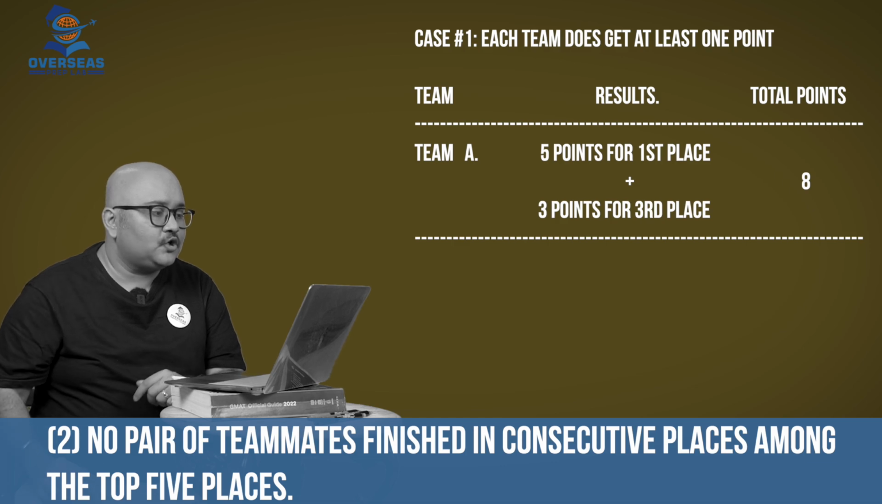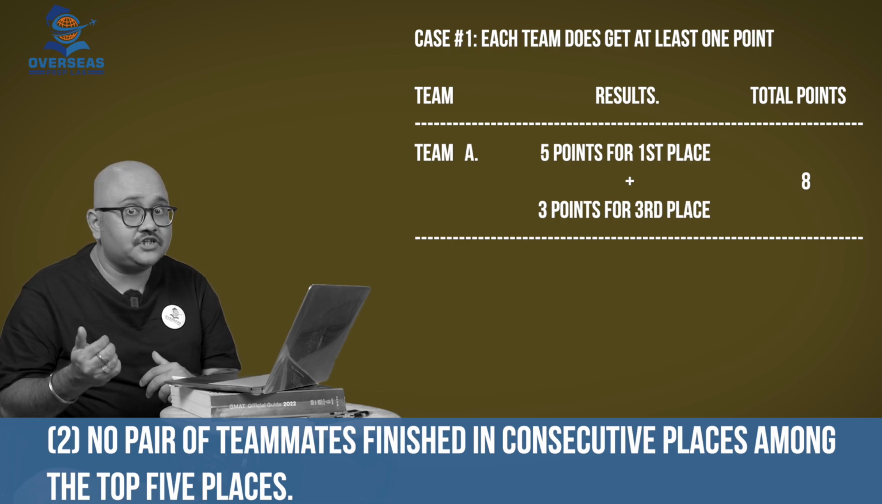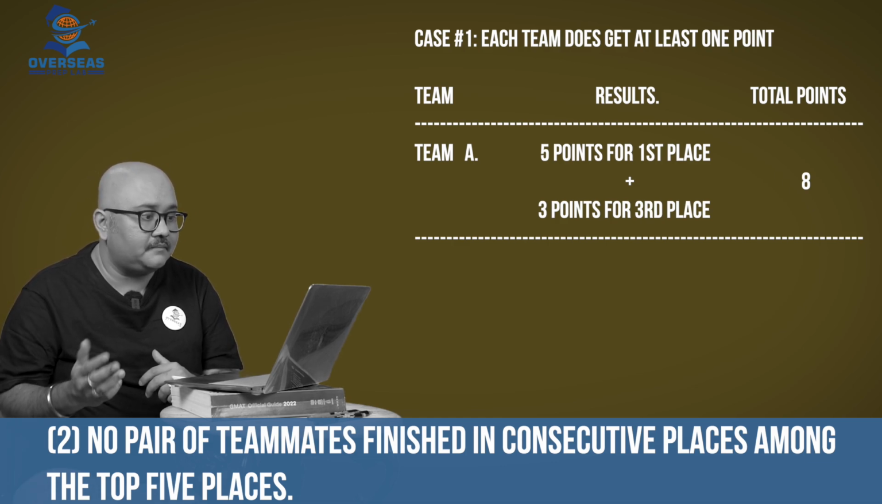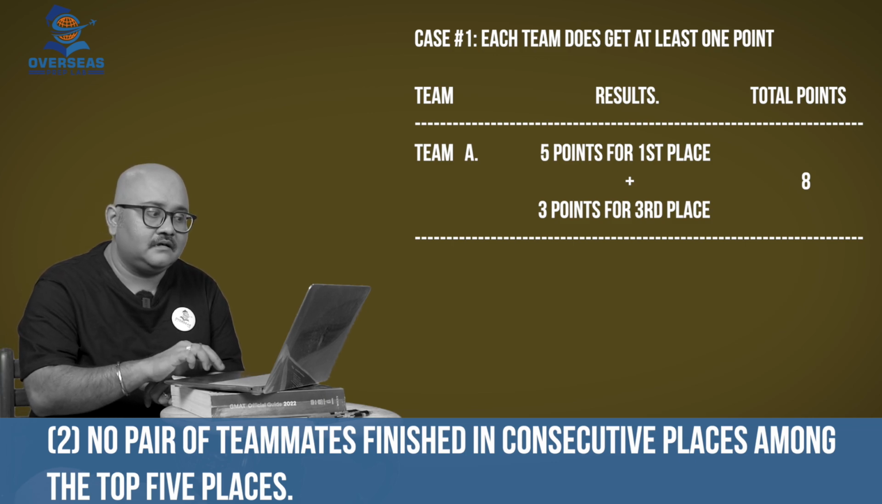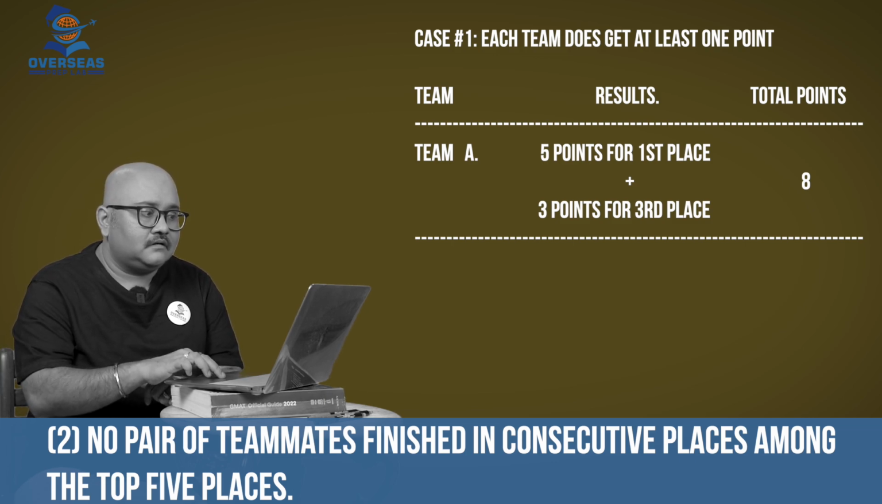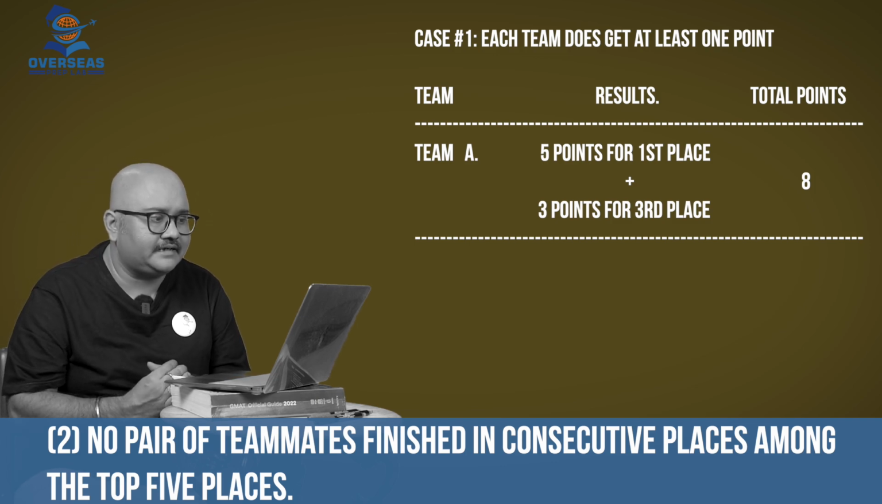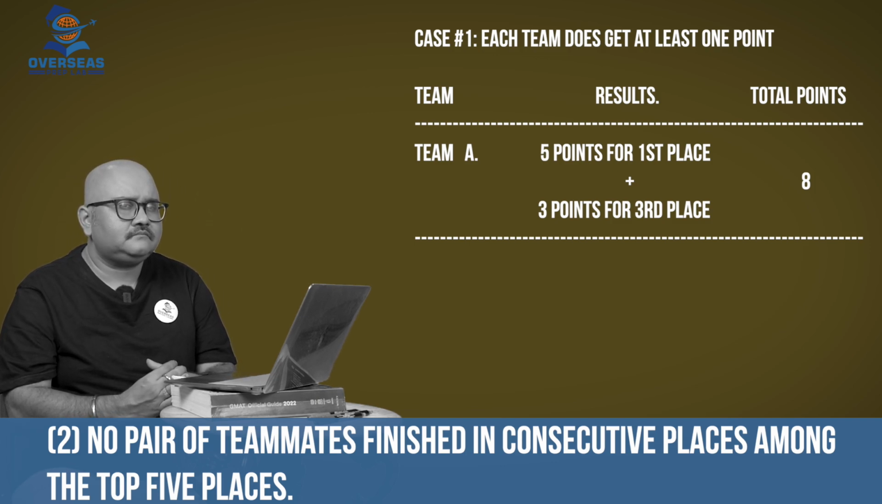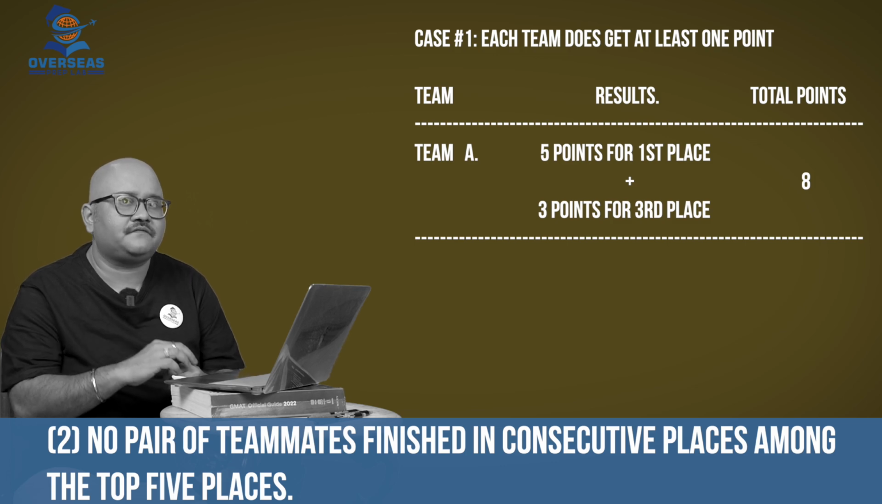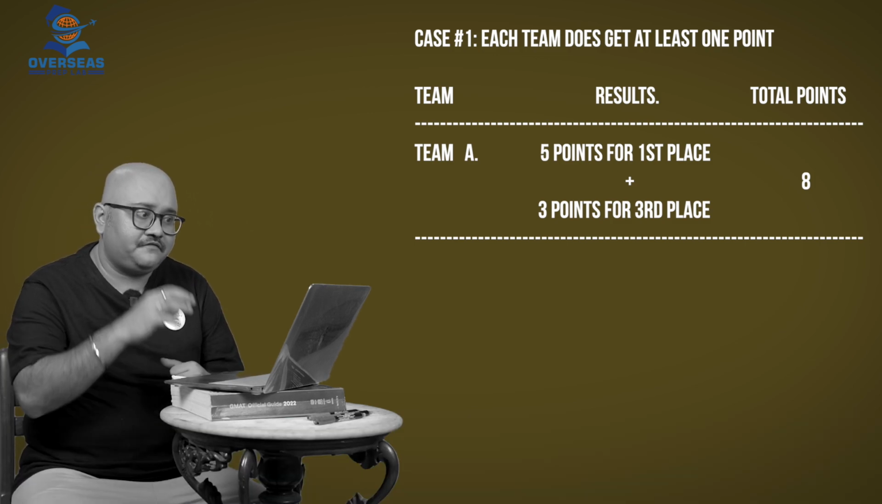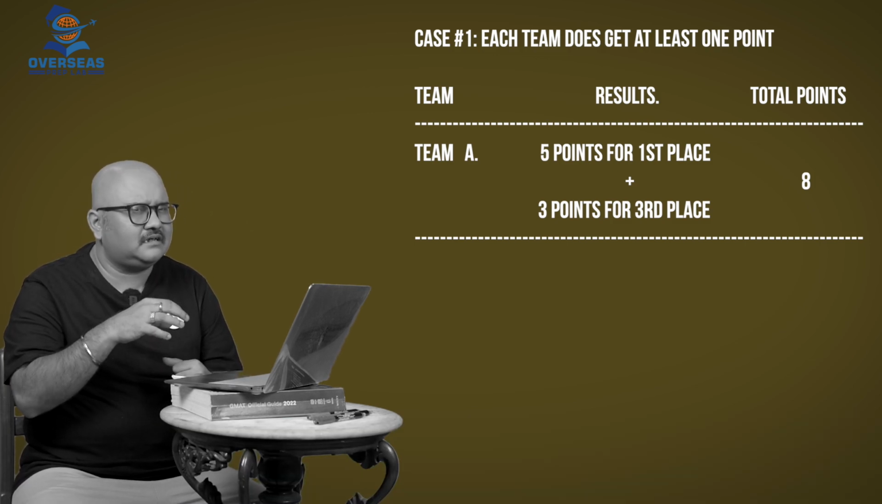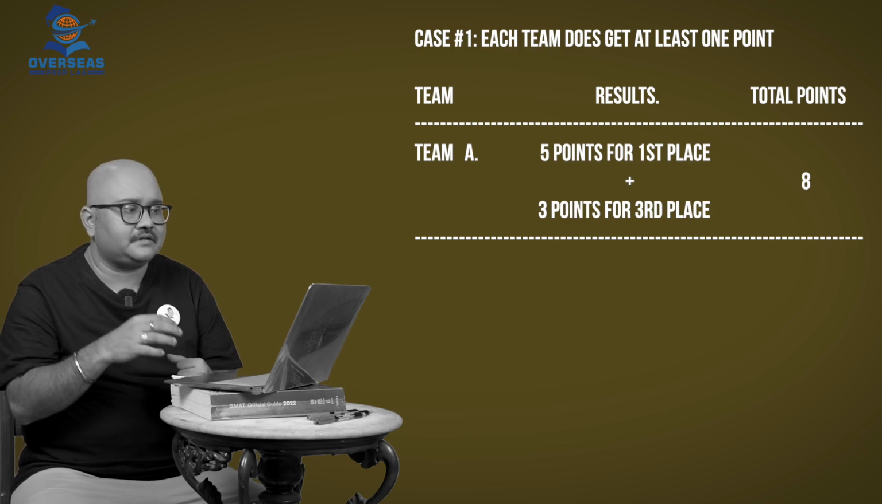Statement 2 says, no pair of teammates finished in consecutive places among the top 5 places. Now, this one takes a little more time to assess and identify, isn't it? Because it might cleverly seem to be sufficient at first. But that's why you have to leverage harder. It can't be that straightforward, isn't it?